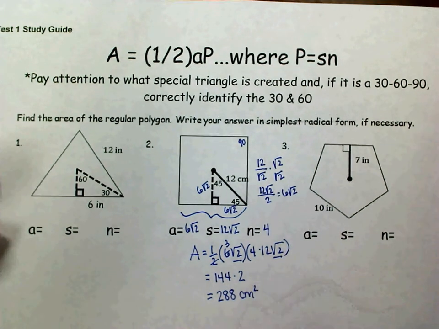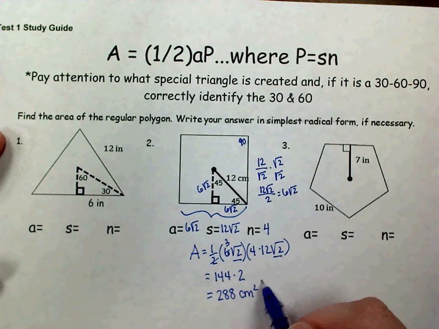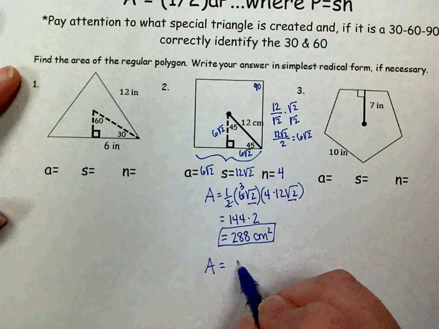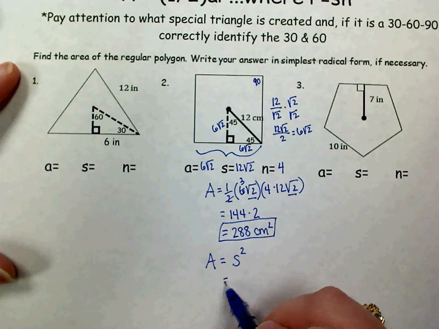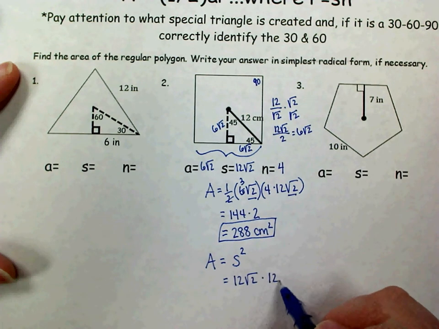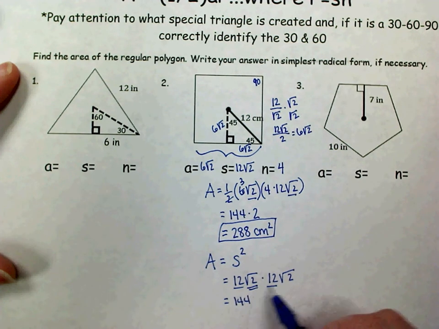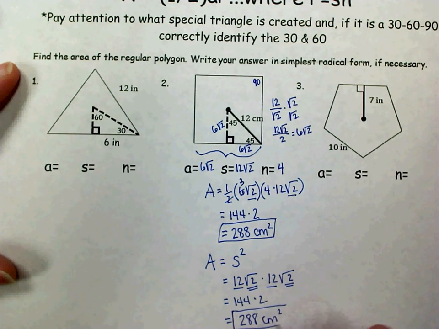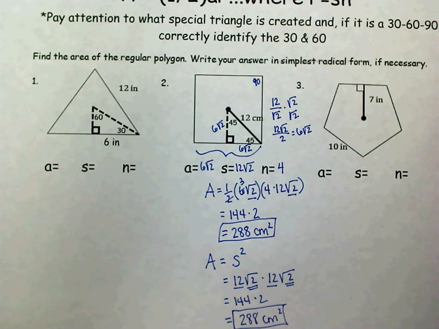So I don't have a radical in my answer because the square root of 2 is being multiplied by the square root of 2. Remember, you have another way of getting the same answer for a square, because the area of a square can also be found by simply taking the side and multiplying it by itself, or squaring it. So the side length was 12 root 2, so it'd be 12 root 2 times 12 root 2. The 12 times the 12 is 144. The square root of 2 times the square root of 2 is 2, and 144 times 2 is 288. So on the squares, you might want to use one way and then use the other way as a check to make sure you get the same thing. So 288 square centimeters.